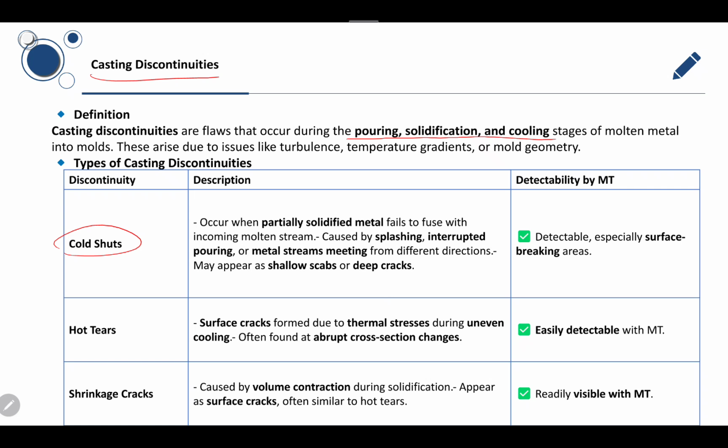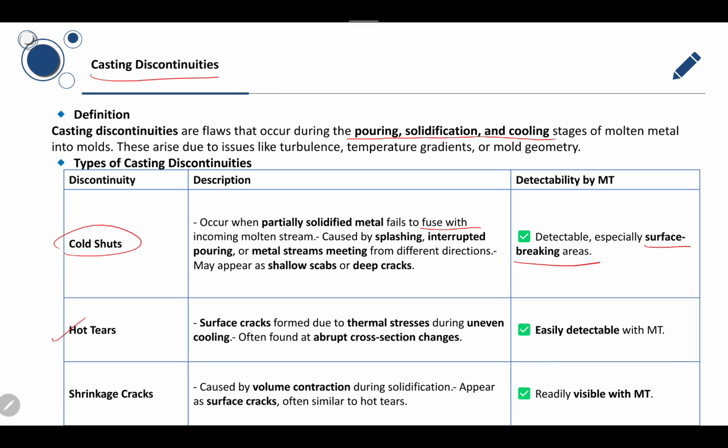First is cold shut. This happens when partially solidified metal fails to fuse with the incoming molten stream. They can be caused by splashing, interrupted pouring, or metal streams meeting from different directions. They may appear as shallow scabs or deep cracks and are detectable especially in surface breaking areas.